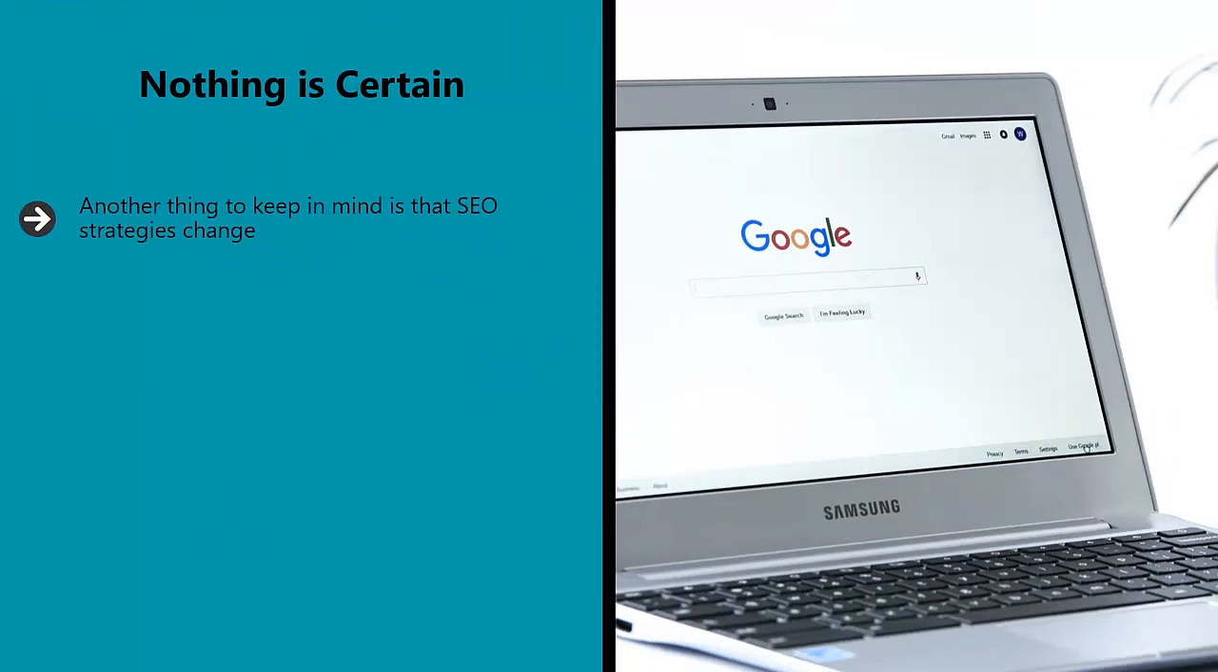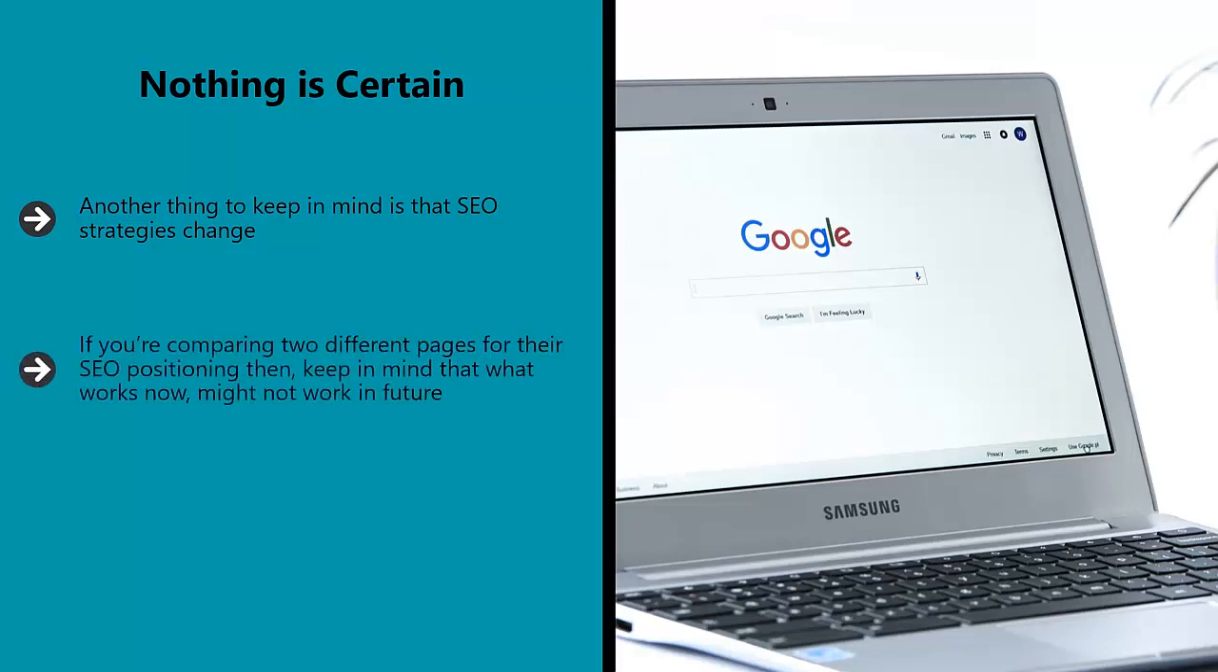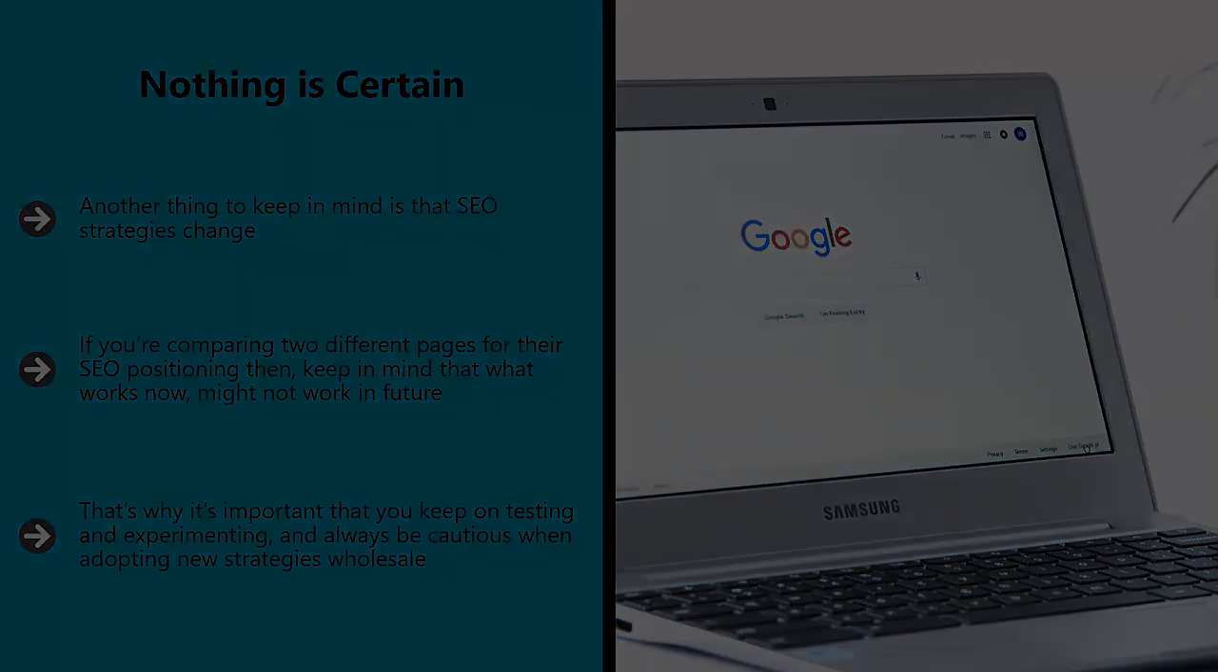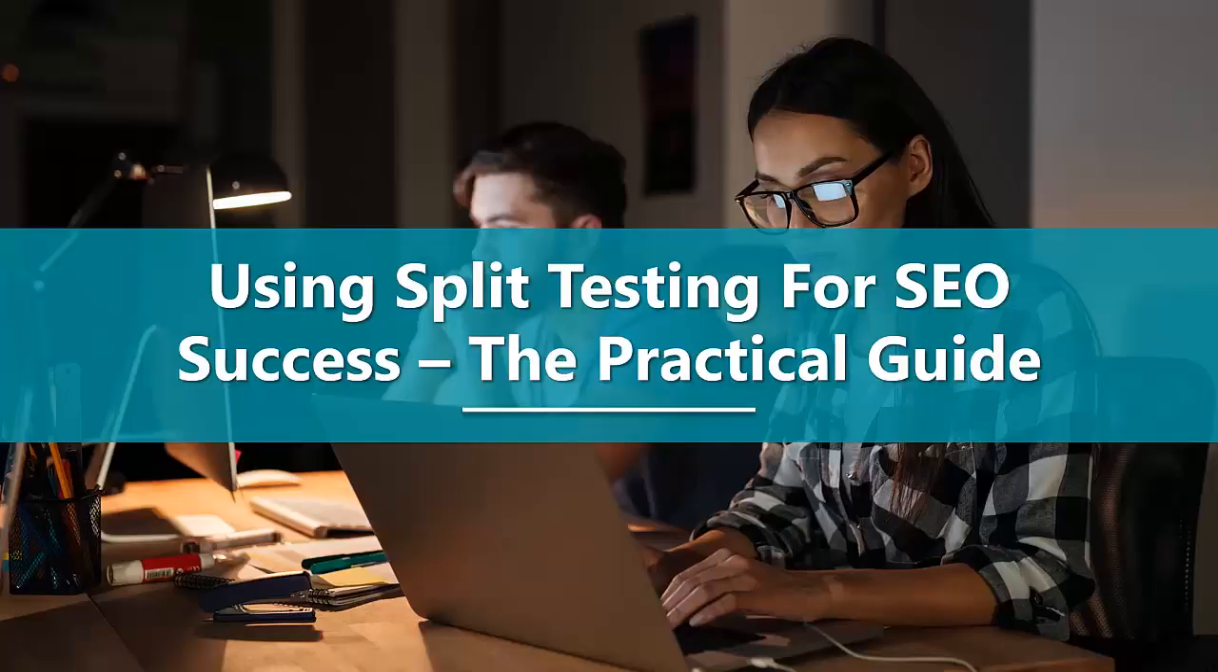Another thing to keep in mind is that SEO strategies change. What was a great SEO strategy once can change on a dime once Google decides to change its mind. If you're comparing two different pages for their SEO positioning then, keep in mind that what works now might not work in the future. That's why it's important that you keep on testing and experimenting, and always be cautious when adopting new strategies wholesale.